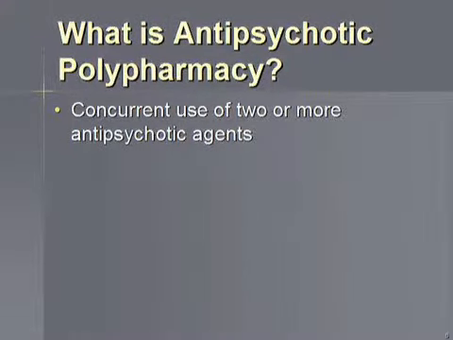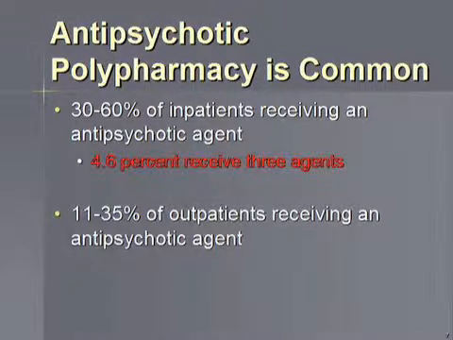What is antipsychotic polypharmacy? Use of 2 or more antipsychotics concurrently. That's what antipsychotic polypharmacy is. Some people refer to antipsychotic polypharmacy as adjunctive treatment, augmentation, add-on therapy, if you will, but it really refers to the use of 2 or more antipsychotics at one time. It's not unusual. It's very common. As Dr. McAvoy noted, about 30 to 60% of inpatients receive 2 or more antipsychotics at one time. And almost 5% of inpatients receive 3 or more antipsychotics at one time.